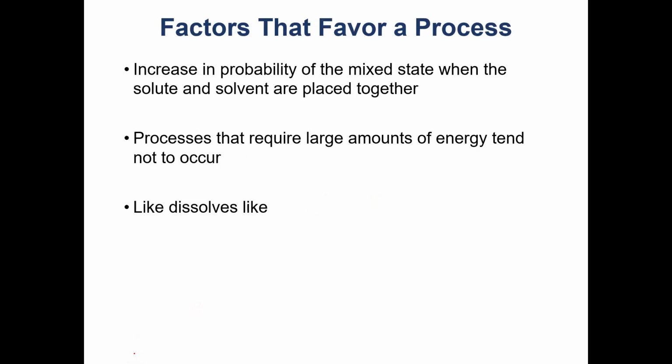So how do we predict whether or not we can form a solution? We know that there are some things that don't mix together, and we know that there are some things that are insoluble in other compounds. So how do we predict whether or not a solution will form? Well, there are a few factors that predict whether or not we can form a solution. The first thing is that obviously we have to put the solute and the solvent together. If we have them in separate places, we really can't form a solution. So we have to put the solute and the solvent in the same container.